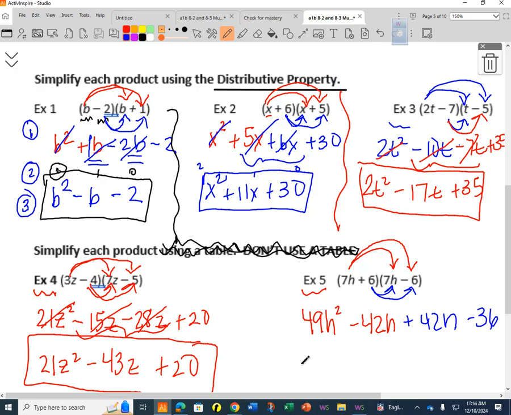So nothing to combine the 49h squared with, so we're bringing it down. Now, what is a negative 42h plus a positive 42h? It's 0, so we could say that it cancels out, right? 42 negative button on your calculator plus 42 equals, you'll see that's 0. So we don't put any of that down there because that does cancel out to 0. Minus 36, that's your final answer. Binomial times a binomial, in this case it's a binomial.